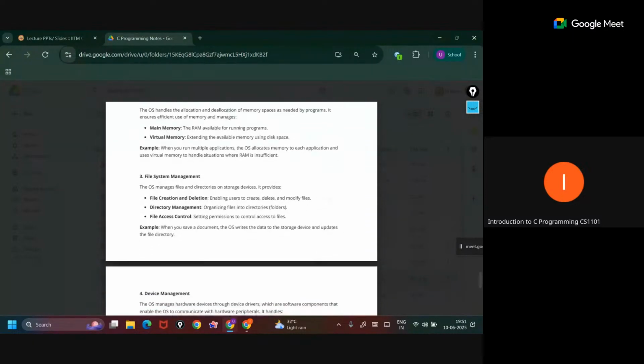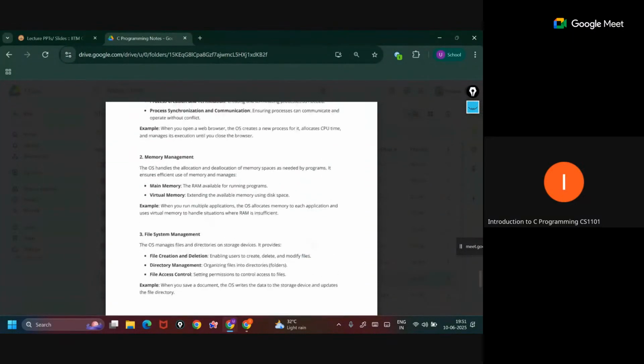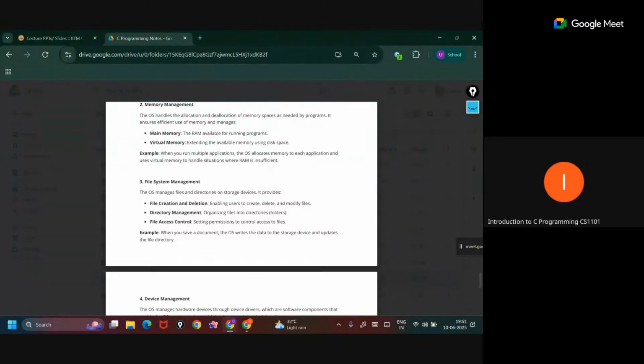And next is the file system. It is similar to the process only. A file has to be created, then a directory has to be made, and the permissions have to be given. At last, if it is not required, we can delete it. We can write it either in the virtual memory or wherever we have to write it.